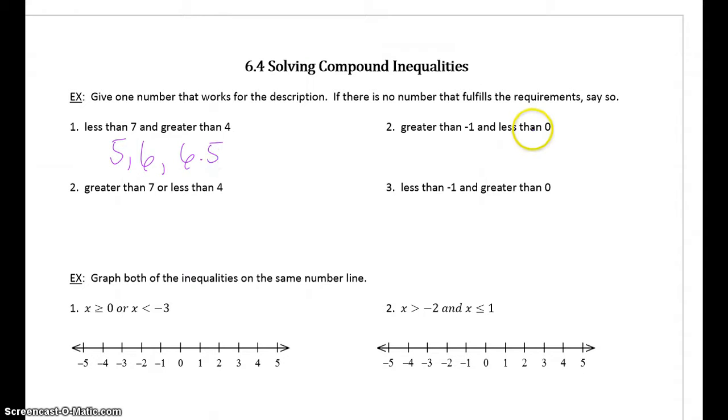Greater than -1 but less than 0, so that means between -1 and 0, so you would have to pick a fraction or a decimal for this one. -1/2 would work nicely, or any other numbers in between there.